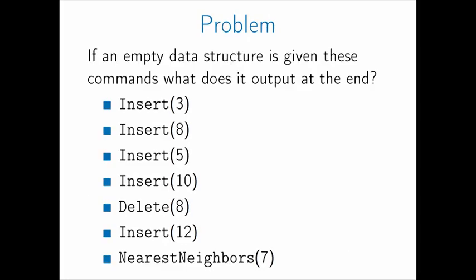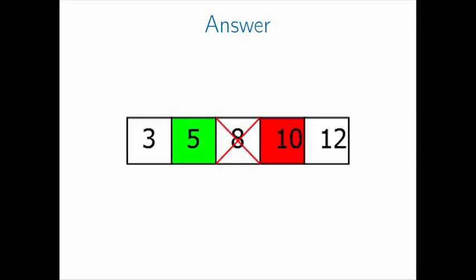So just to make sure that we're on the same page, if you start with such a data structure and it's empty, and you insert 3, and then insert 8, and then insert 5, and insert 10, and then delete 8, and insert 12, and ask for the nearest neighbors of 7, what are you going to return? Well, if you figure out what the data structure stores at the end of the day, you've inserted 3, 5, 8, 10, and 12. 8 got deleted, so you've only got the other 4 left over. And you want the things closest to 7 of the remaining elements, which would be 5 and 10. So that should be the answer.